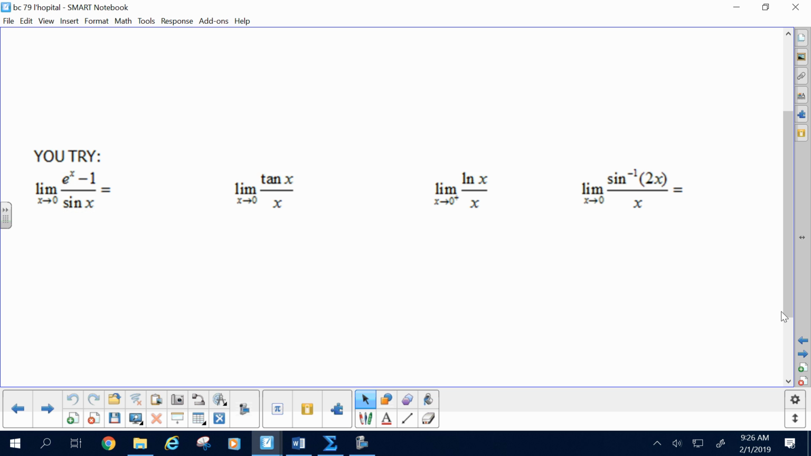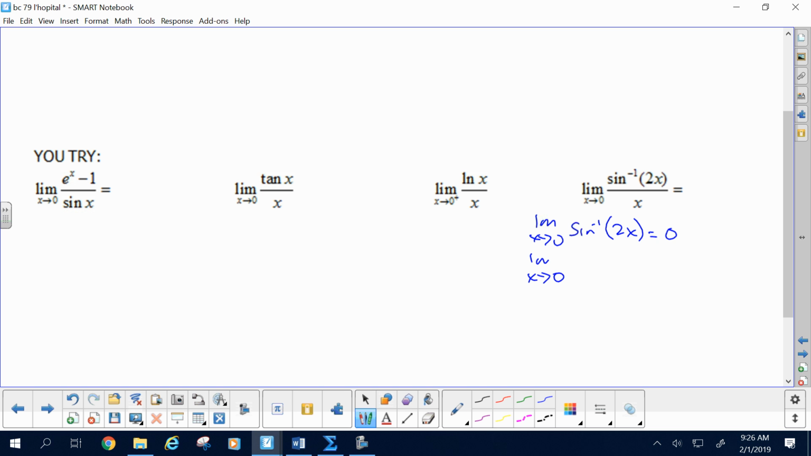We didn't get through this one, so I'll warm up with that and then we'll go on to the back side, all right? So this guy, as x goes to 0, what is arc sine of 0? Or what angle is sine 0 at? 0. What about x? As x goes to 0, x goes to 0. Is that an indeterminate form problem? Yes. It is. Therefore, by L'Hopital's rule, we can evaluate the limit by comparing their derivatives.